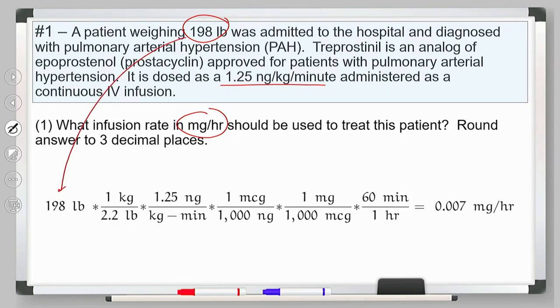If I start with 198 pounds, and divide that by 2.2, I get kilograms. So good, because if I bring my dose down here and express it as 1.25 nanograms per kilogram per minute, I still highly suggest that you write it like this so that you can see when you cancel one of the units, we are now in nanograms per minute, which means that all we have to do is convert nanograms to milligrams, but minutes to hours.